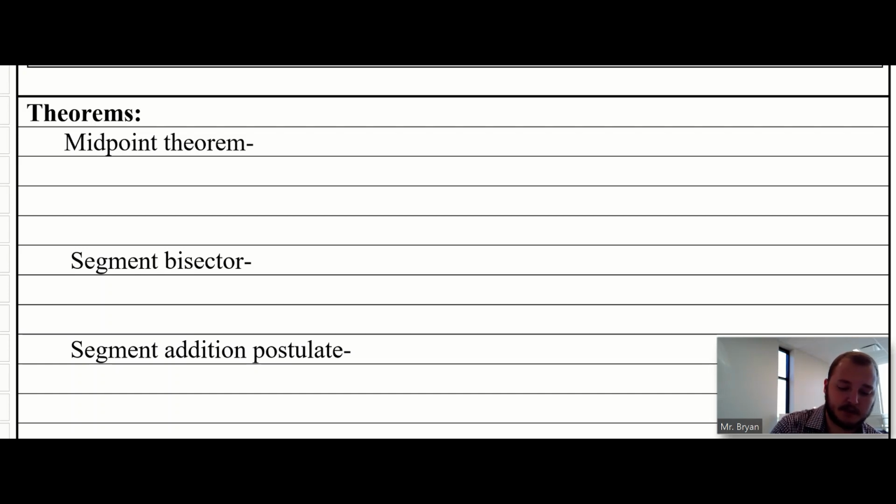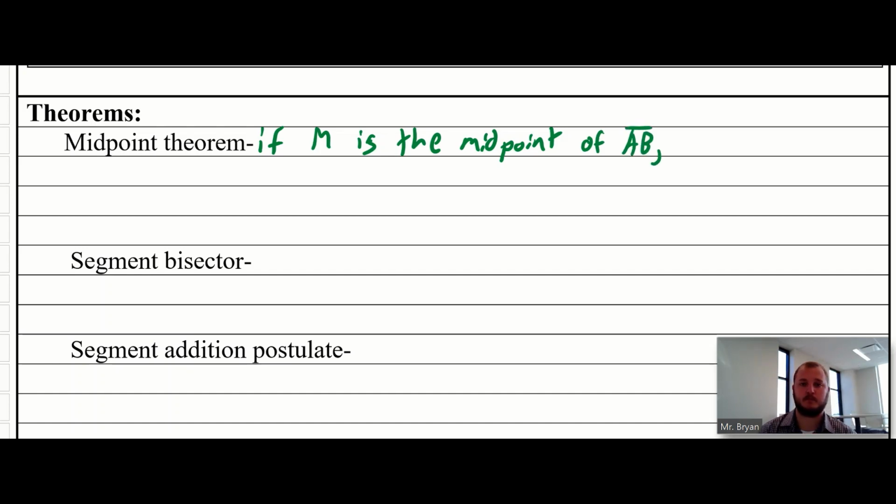It says if M is the midpoint, and of course M could be any letter, doesn't really matter, but if M is the midpoint of line segment AB, then what this means for us is it means AM is going to be congruent to MB. Okay, AM is going to be congruent to MB.